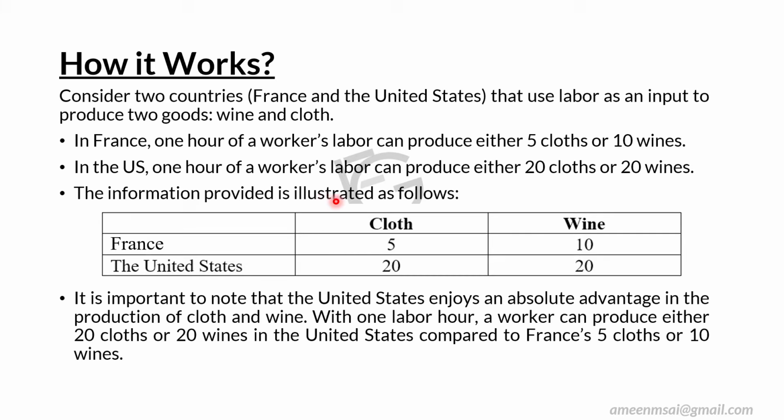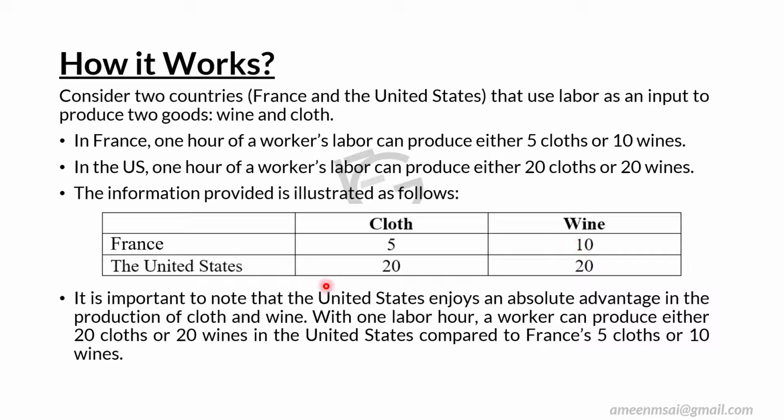The information provided is illustrated as follows. We have put the above two sentences into a table: clothes, wine, France, United States. Here the factor of production is only labor. We are not considering capital here. Using 1 hour of labor, 5 units of clothes can be produced in France, or using the same hour, 10 units of wine can be produced. In the United States, using 1 hour of labor, 20 clothes can be produced, or 20 wines.